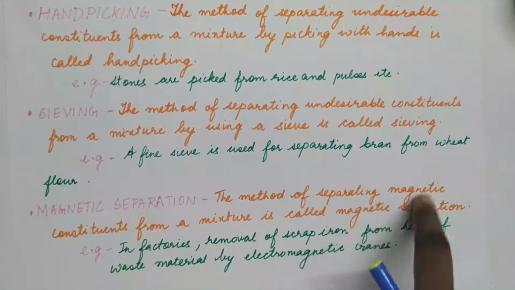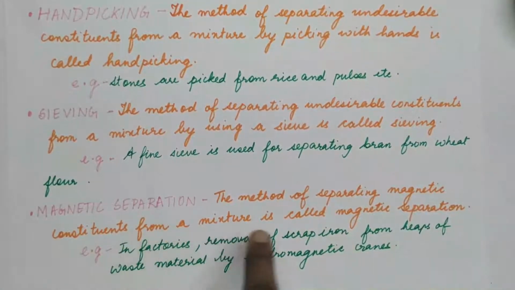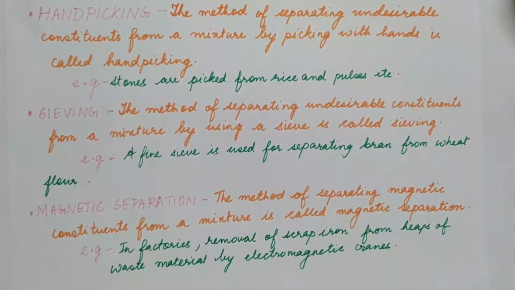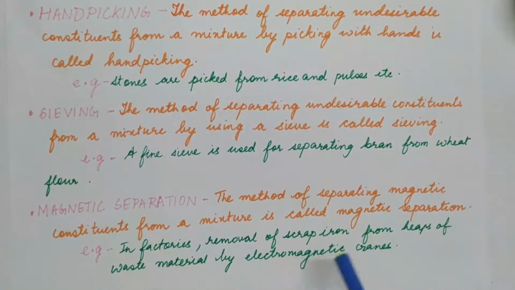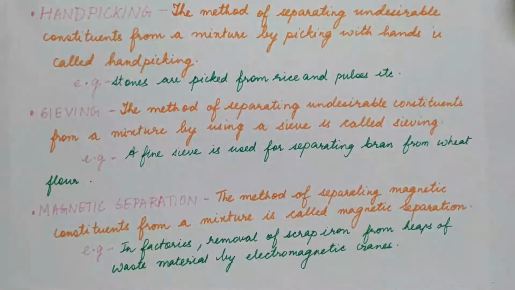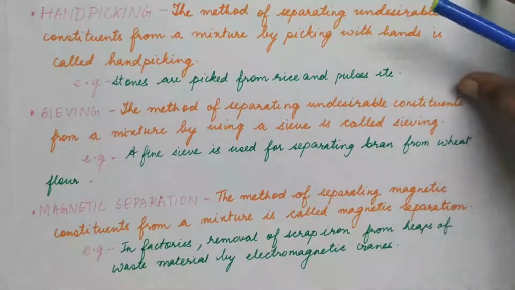The method of separating the magnetic constituents from a mixture is called magnetic separation. So we are using a magnet to separate the substances which are magnetic in nature. And in factories, you might have seen the scrap iron is removed from the waste material by electromagnetic cranes. They have magnetic power and are able to attract the iron, which is a magnetic substance, with the help of magnetic separation. Do remember, we are talking about the solid-solid mixture.